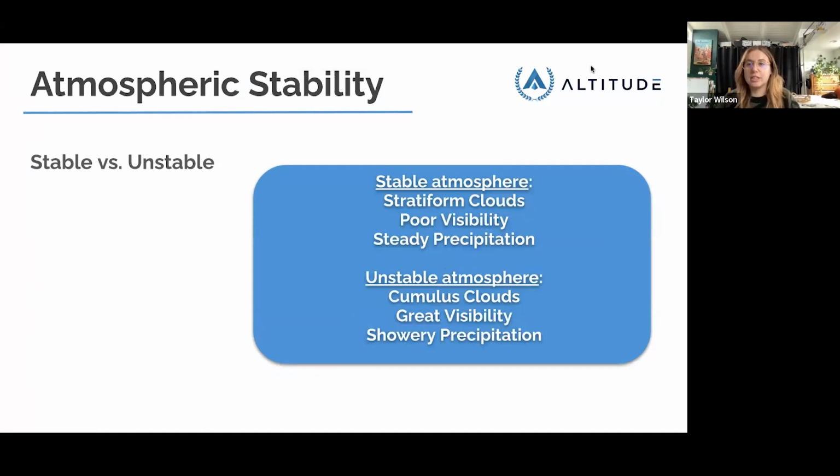Those are the key terms or characteristics that you'd probably see on a test. The only thing I would include is that in a stable atmosphere, you're probably going to experience little to no turbulence, and in an unstable atmosphere, you would definitely anticipate some turbulence.